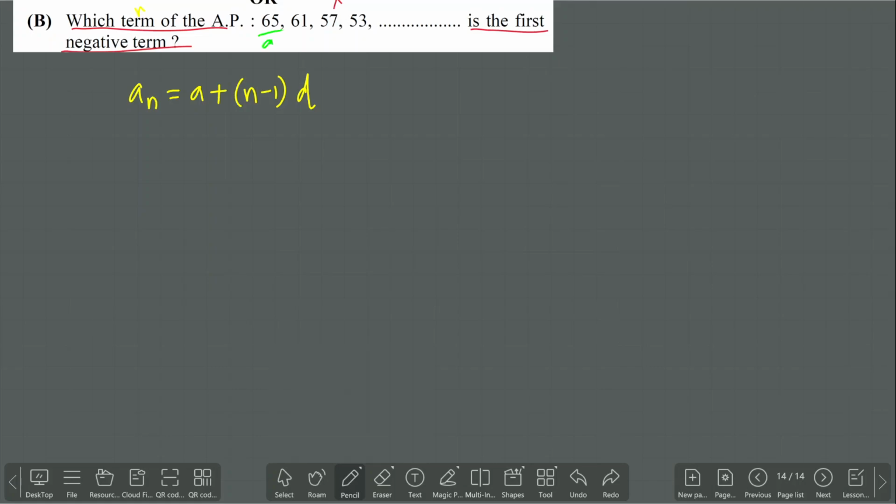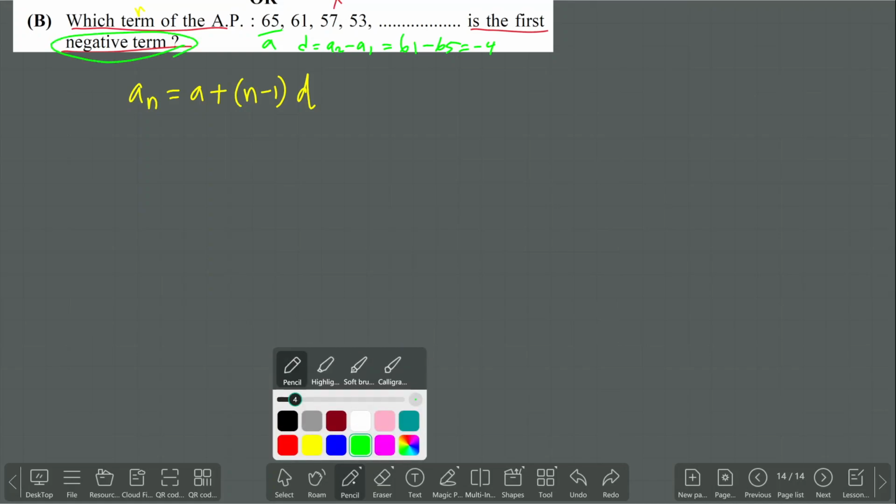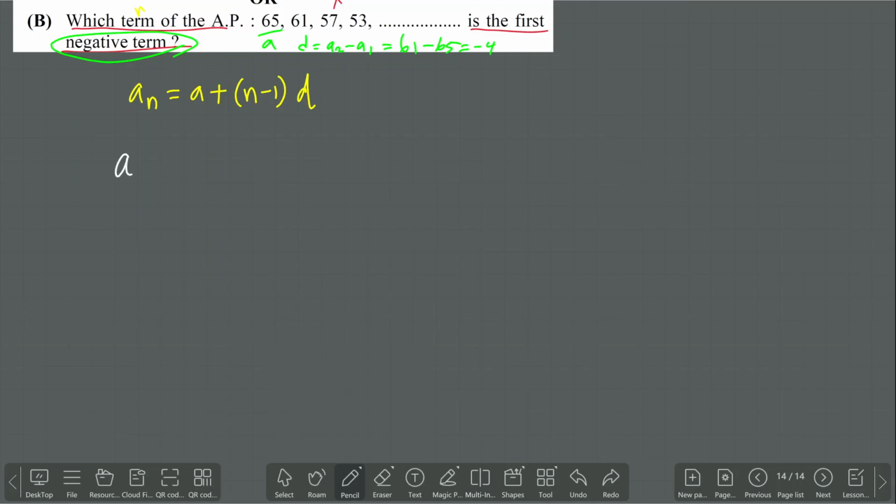This is a, and d is a2 minus a1, which is 61 minus 65, equal to minus 4. Very important: they are asking which term is negative. The clue is like this: you take a_n greater than 0 is positive, because negative means the value is less than 0.